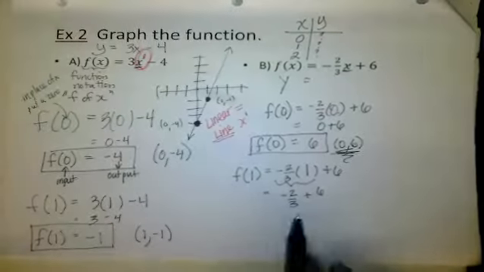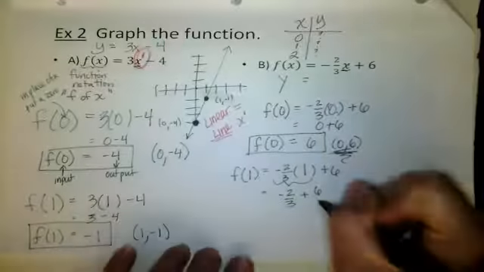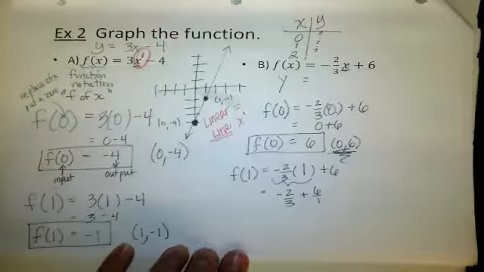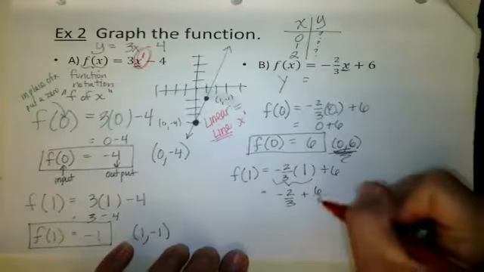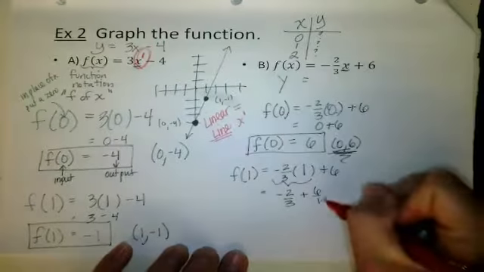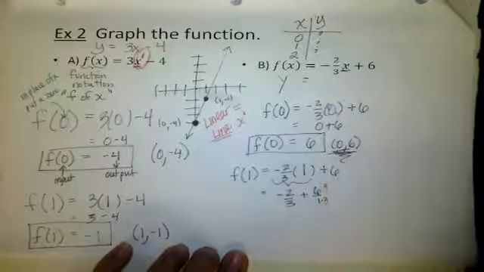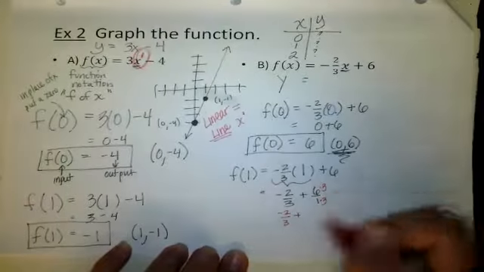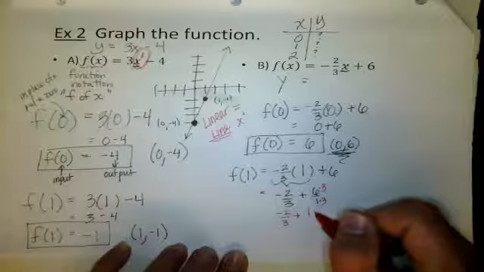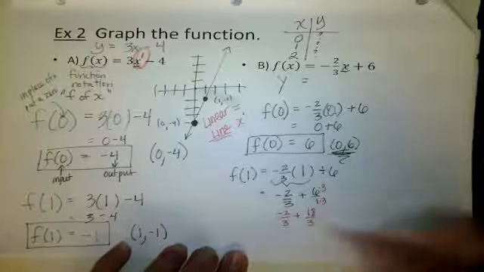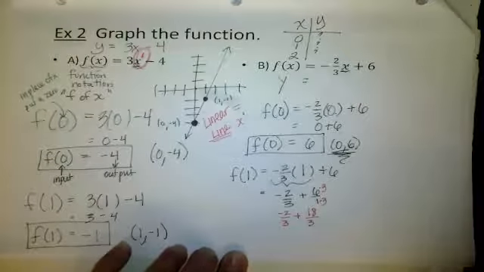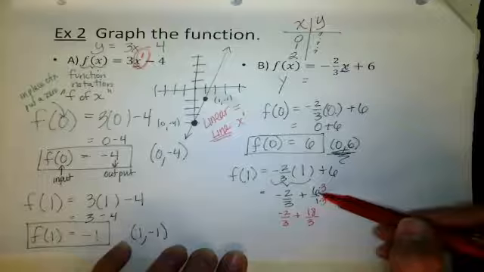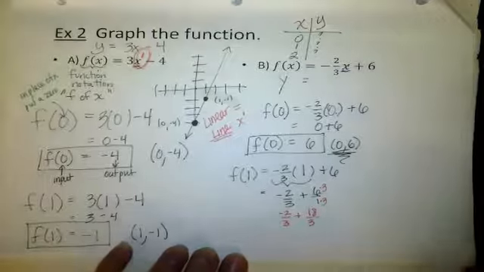What do we need in order to add fractions together? Common denominator. So I'm going to put that 6 over 1. What do I need to multiply by? 3 on top and bottom. So that becomes negative 2/3 plus, what's 6 times 3? 18/3. What is 18 over 3? Back to 6, right? 18/3 is the same as 6.